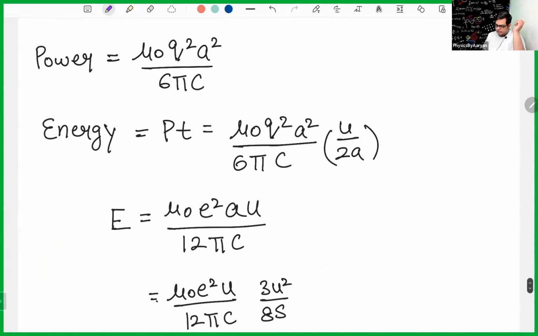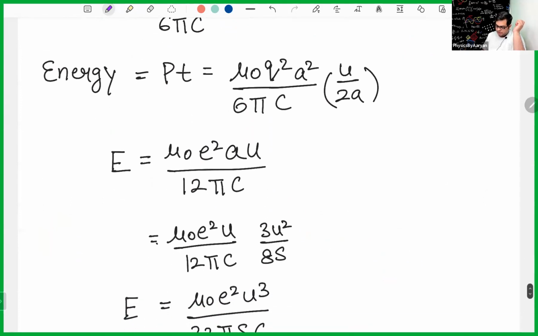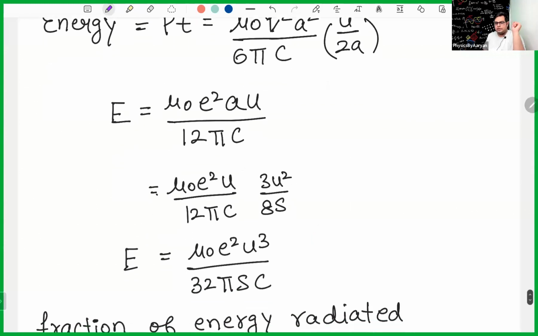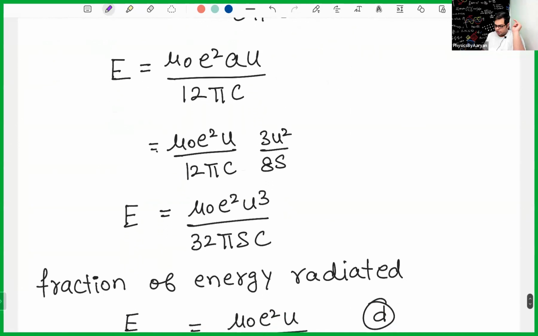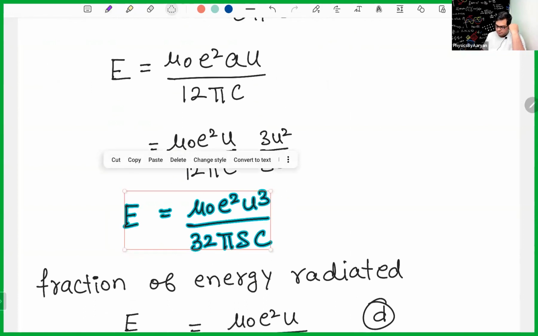So a and a cancel, u and u cancel. Finally I put my value of acceleration. Acceleration is 3u square by 8s in magnitude. So from there I get mu naught e square u cube by 32 pi sc. Let me copy this, because here comes the problem.